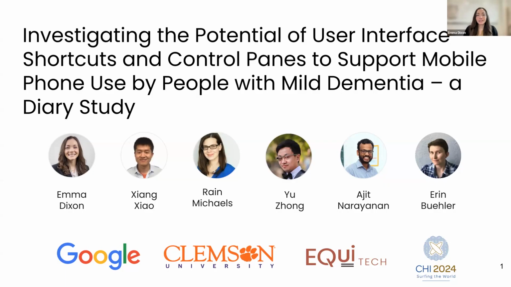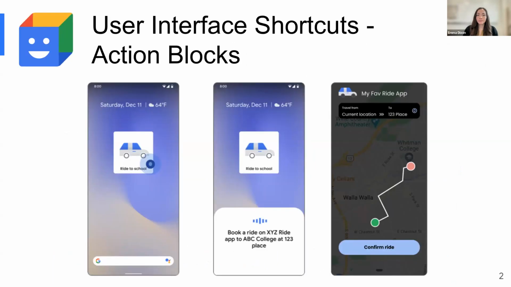Hi, I'm Emma Dixon, and I'm presenting our diary study investigating the potential of user interface shortcuts and control panes to support mobile phone use by people with mild dementia. The first prototype we tested in this work is Action Blocks, an Android app intended to make mobile phone and tablet use easier by adding customizable shortcuts.